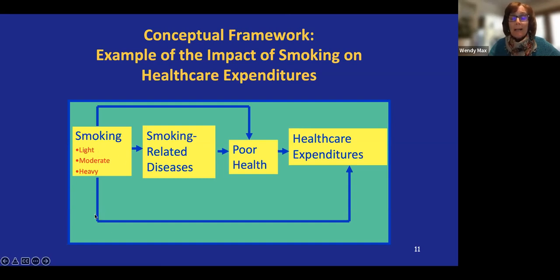And similarly, it's even possible for smoking to result in healthcare expenditures without even resulting in poor health. An example there would be a pregnant smoker who may be more likely to have a low birth weight infant, which is going to be costly, but pregnancy is not considered a health diagnosis. It's not poor health. So our models allow for the different ways that smoking may ultimately lead to healthcare expenditures, whether it's through smoking-related diseases or more indirectly.